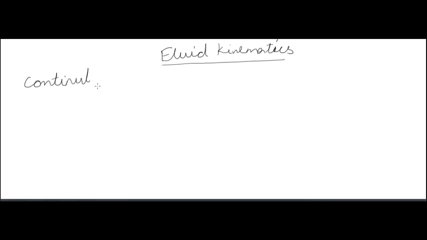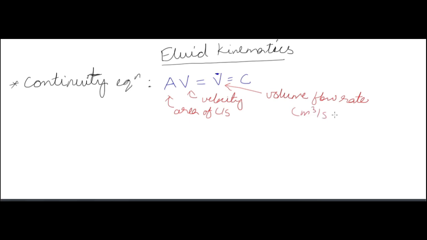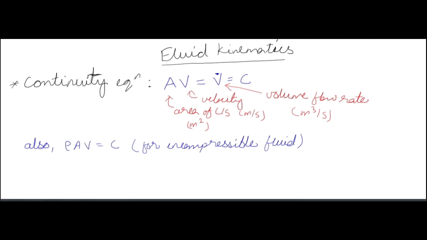Now let's start the main thing. In fluid kinematics we will study first the continuity equation. The continuity equation says the volumetric flow rate is constant, which means area into velocity is constant; in any cross section the product of area into velocity is constant. If the density is constant, the mass flow rate is constant, so rho A V is equal to constant for incompressible fluid.